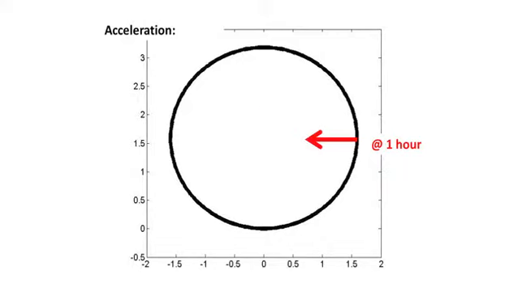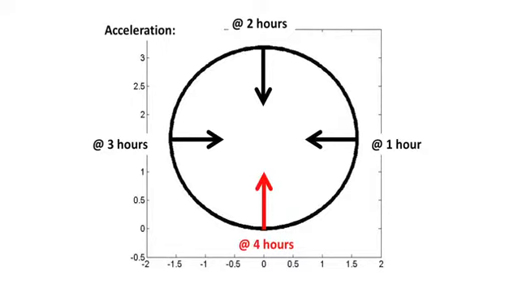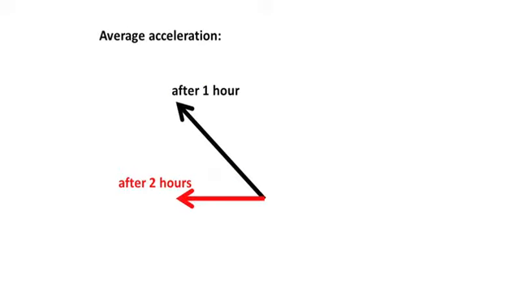But we're going around in a circle, so we must be accelerating towards the centre of the circle, and this instantaneous acceleration is given by the radius times the angular velocity squared. Similarly, our average acceleration is given by our final velocity minus our initial velocity divided by the time taken, so that it changes like this after 1, 2, 3, and 4 hours.